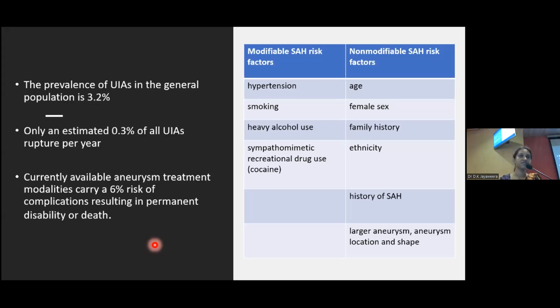There are certain risk factors that we can look at to predict whether this needs to be intervened upon or not. These can be both non-modifiable and modifiable risk factors. The non-modifiable risk factors are included in various scoring systems that you can use to determine whether it should be intervened or not. What we should focus on are the modifiable risk factors: hypertension, smoking, heavy alcohol use, and sympathomimetic drug use. So we can intervene here and prevent a potential SAH.